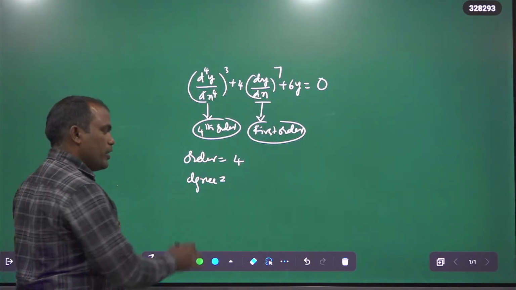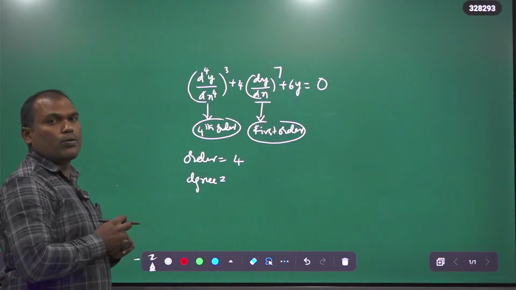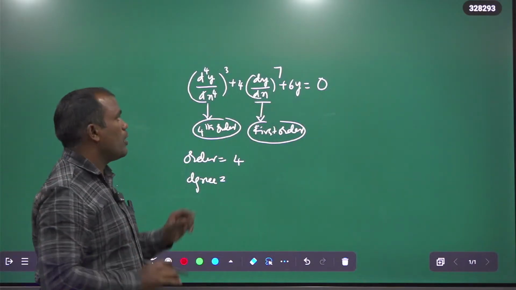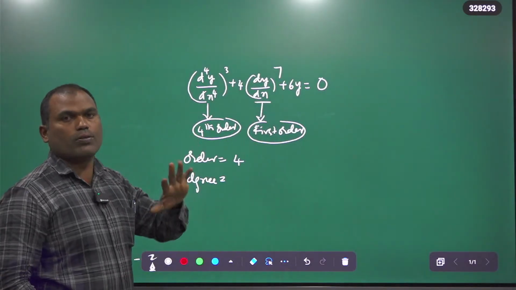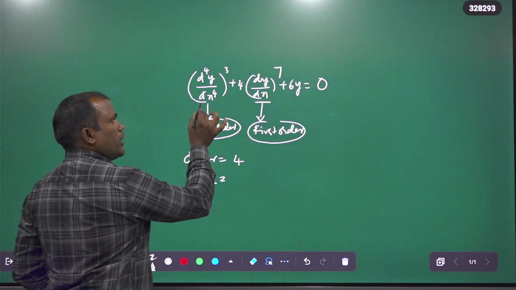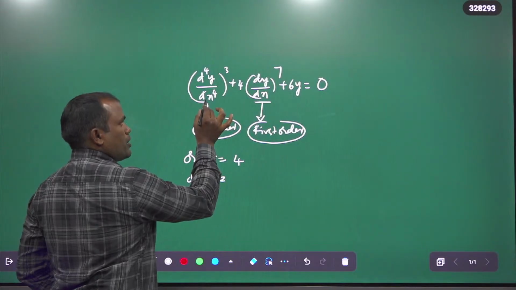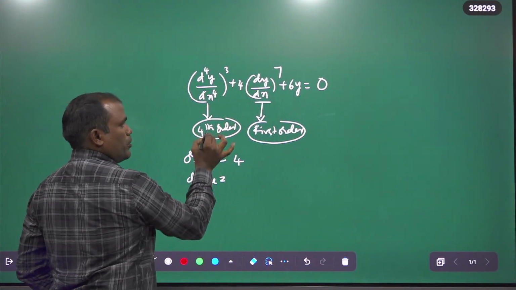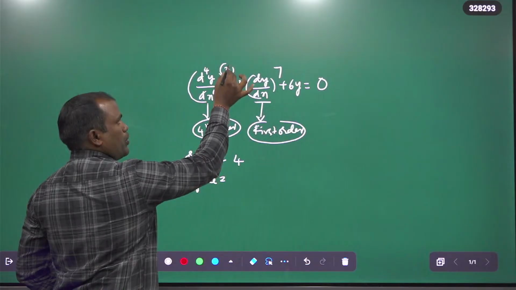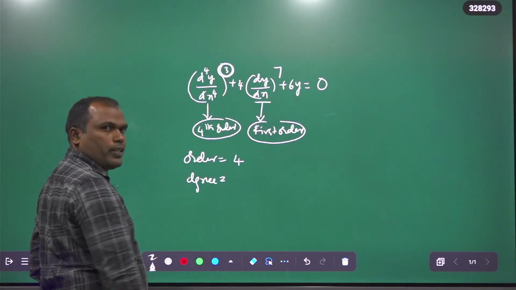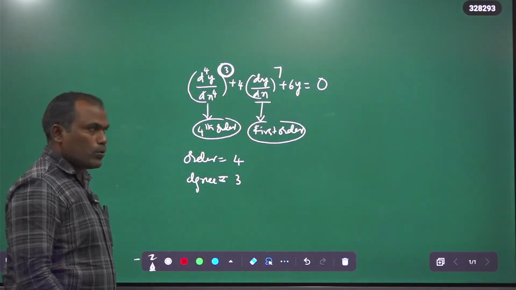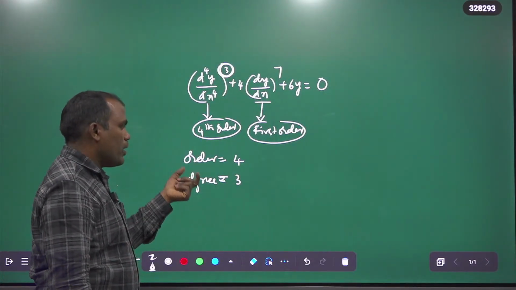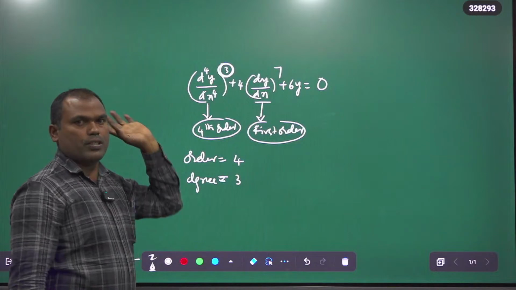And coming to degree. Degree means, I have already told just now, the exponent or power of the highest derivative is called degree. The highest derivative is this one, the fourth order. The exponent or power of the highest derivative is the degree. So the power here is 3. So this is the order and degree of this differential equation.